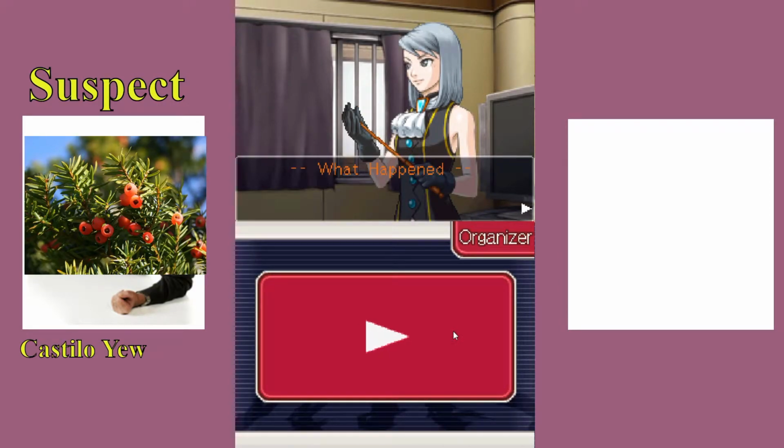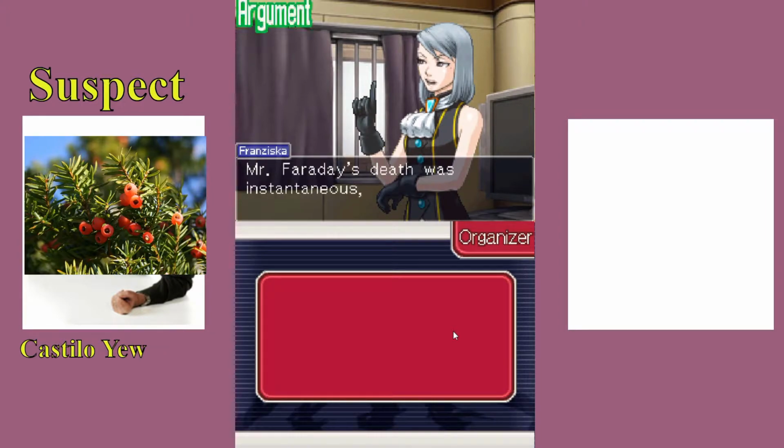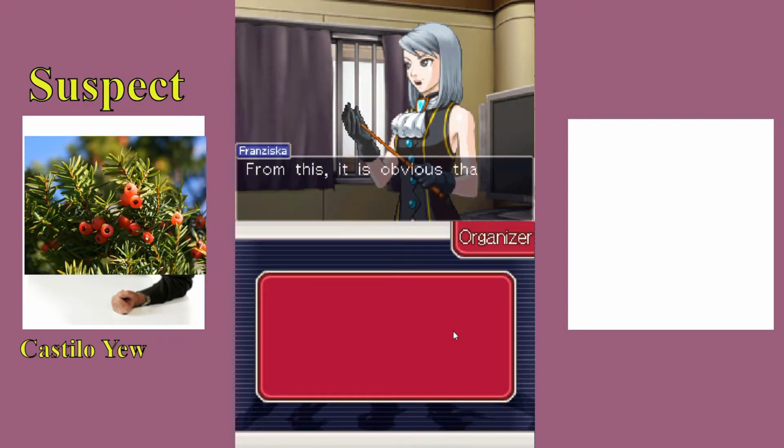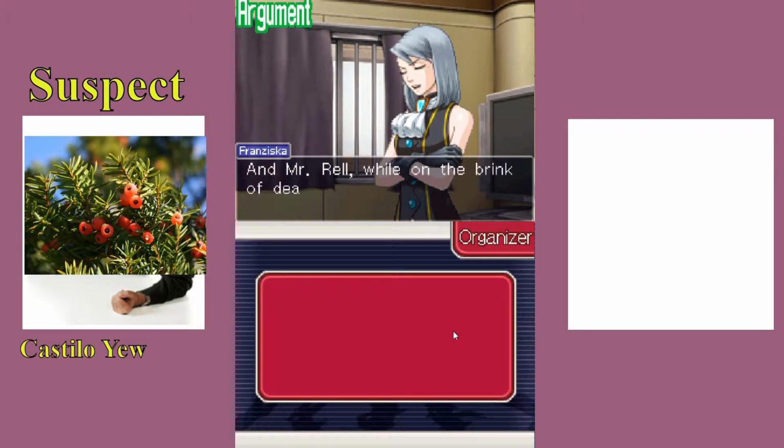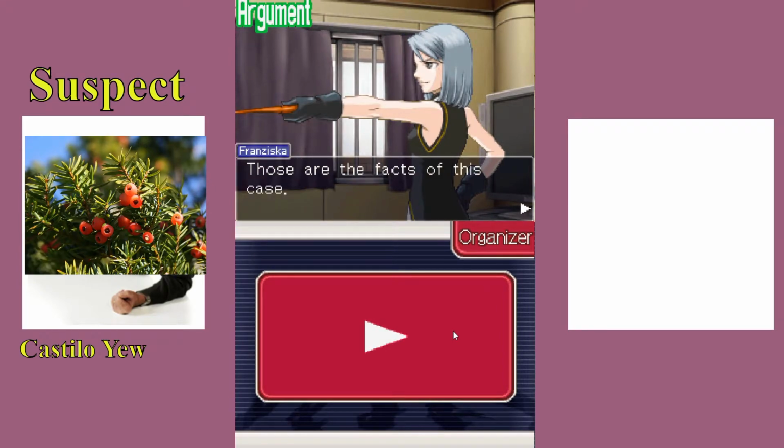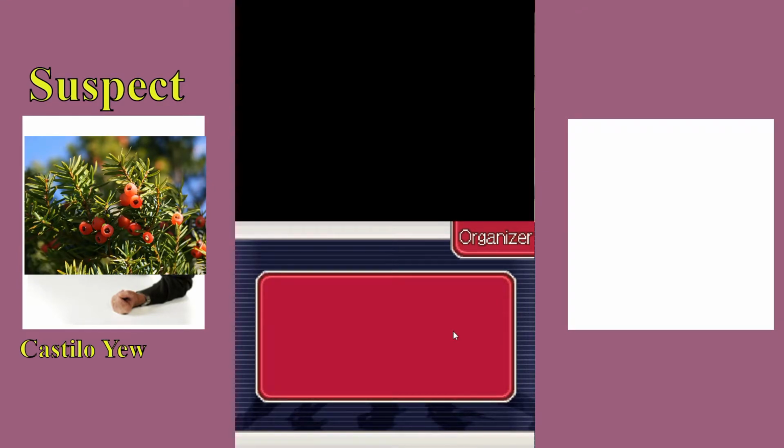So what happened? Mr. Faraday's death was instantaneous, while Mr. Rell survived for a short time. From this, it is obvious that Mr. Faraday died after he shot Mr. Rell. And Mr. Rell, while on the brink of death, stole Mr. Faraday's knife and stabbed him. Those are the facts of this case.